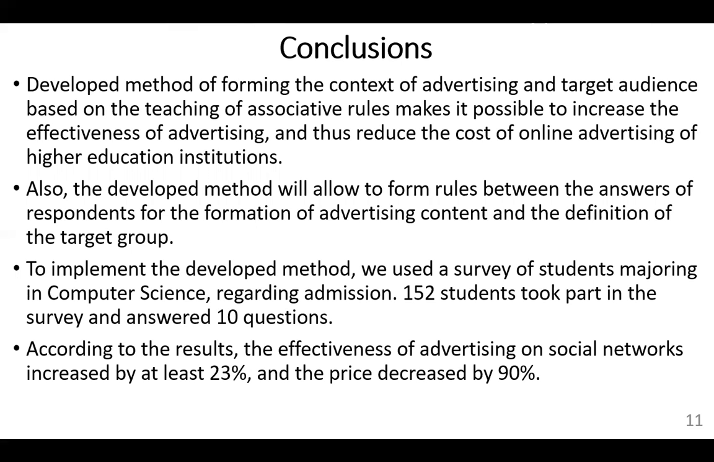To implement the developed method, we used a survey of students majoring in computer science regarding admissions. 152 students took part in the survey and answered 10 questions. According to the results, the effectiveness of advertising on social networks increased by at least 23% and the price decreased by 90%. The authors believe that increasing the number of student surveys will increase the quality of teaching associative rules, respectively get the best keywords for content formation and thus increase the effectiveness of the advertising and reduce its costs.